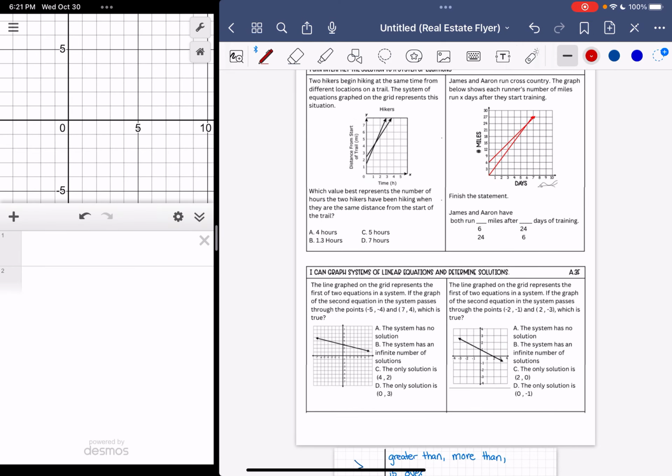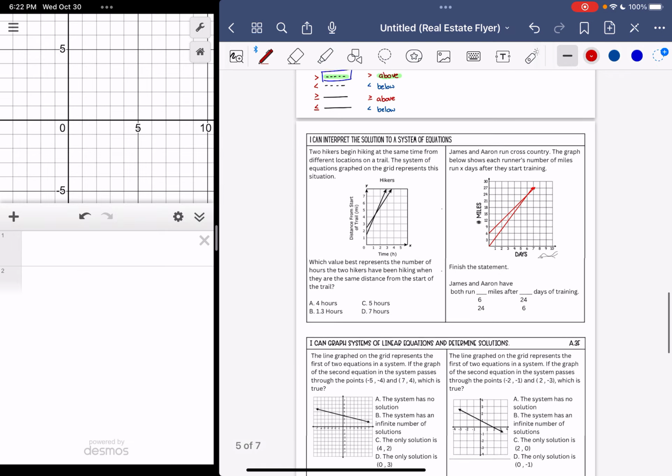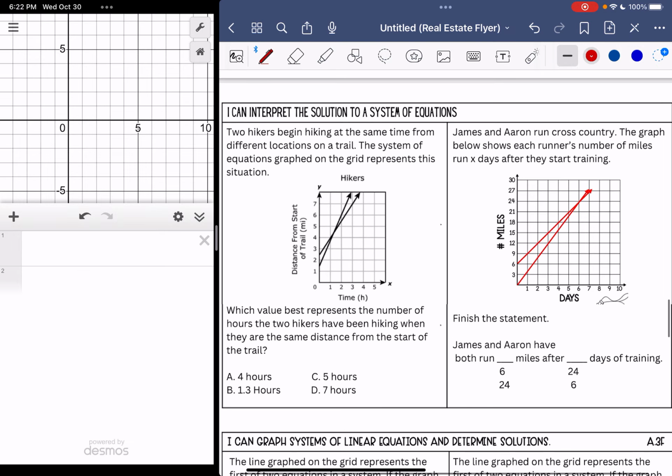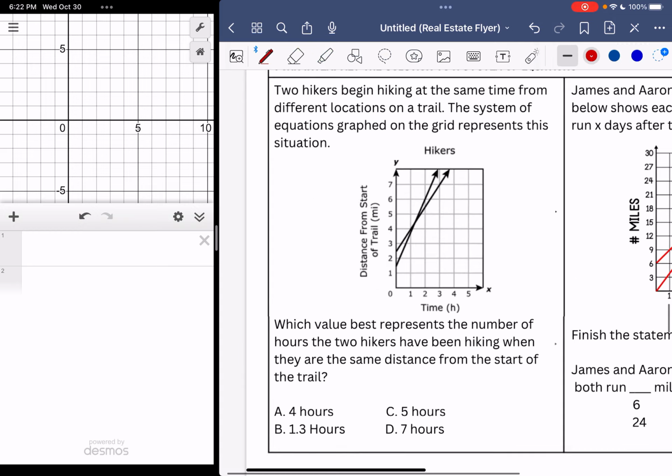Okay, we only have 4 questions left to do. Let's go ahead and get them done really quickly. This first one says, I can interpret the solution to a system of equations. That just means you know what x means and you know what y means.